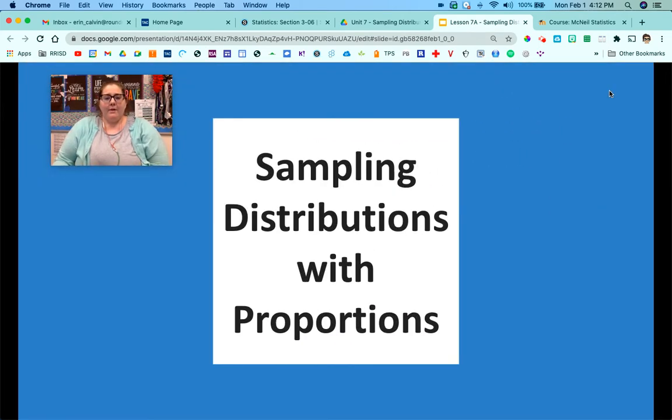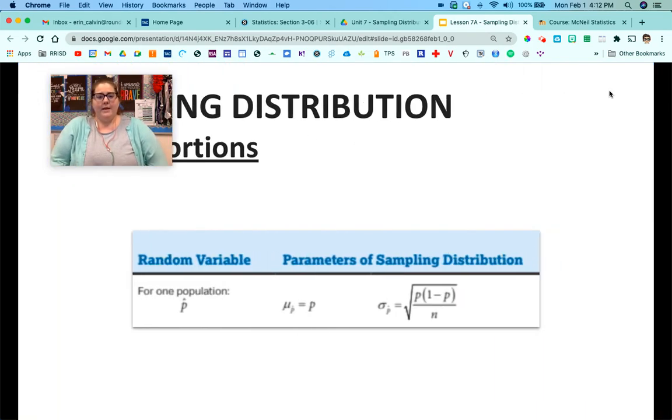So today we're going to focus specifically on proportions and what the rules are for sampling distributions, what the patterns are that we see emerge for sampling distributions with proportions. So instead of having to take repeated samples over and over and over again to build this sampling distribution, we're going to look at what are the rules, what can we expect. So let's start with mean and standard deviation.